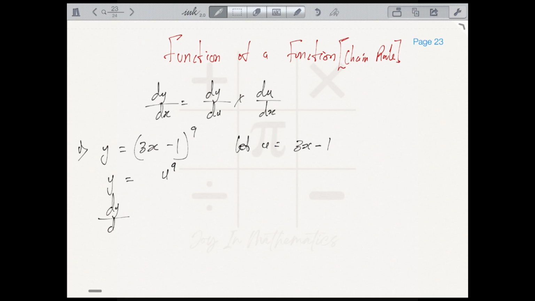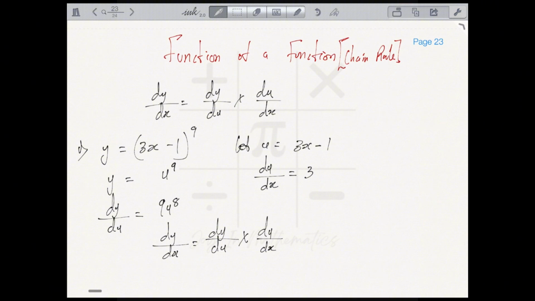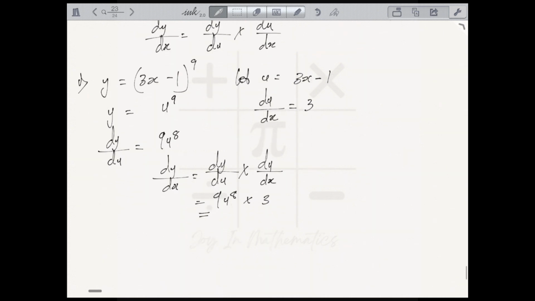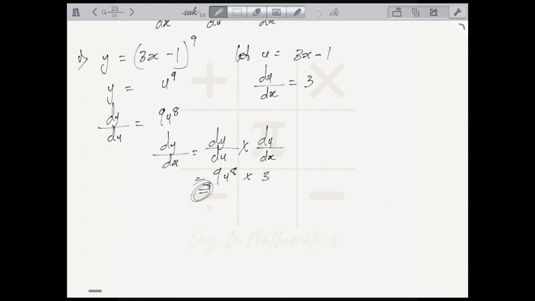Now we can evaluate dy/du, and we can also evaluate du/dx. The dy/du in this case will be 9u raised to power 8, and the du/dx in this case will be 3. Therefore, dy/dx will be equals to dy/du, according to the formula of chain rule, multiplied by du/dx. And the dy/du, which is 9u raised to power 8, and the du/dx, which is 3, will give us 27u raised to power 8. Now we substitute our u back. Wherever we see u, we write 3x minus 1, so we have 27(3x minus 1) raised to power 8. So this will be the dy/dx for the expression of y.